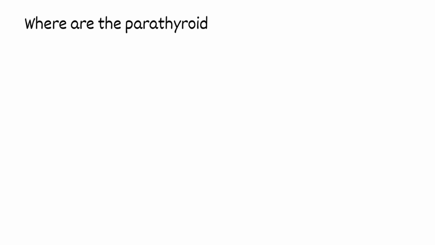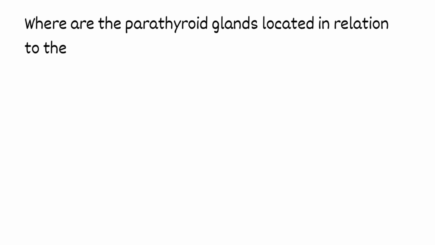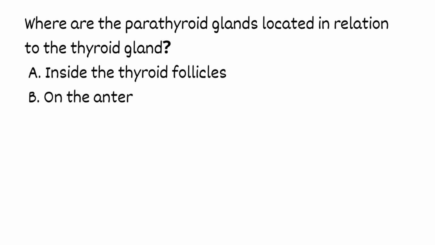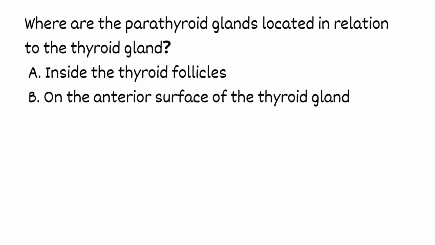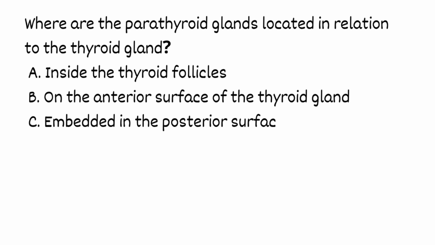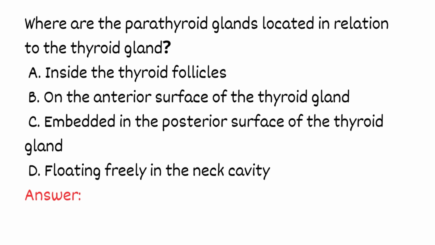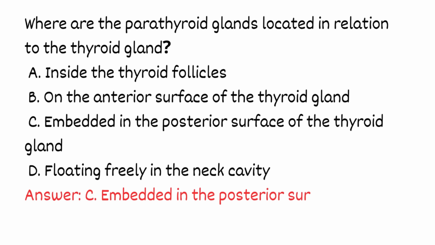Where are the parathyroid glands located in relation to the thyroid gland? A. Inside the thyroid follicles. B. On the anterior surface of the thyroid gland. C. Embedded in the posterior surface of the thyroid gland. D. Floating freely in the neck cavity. Answer, C. Embedded in the posterior surface of the thyroid gland.